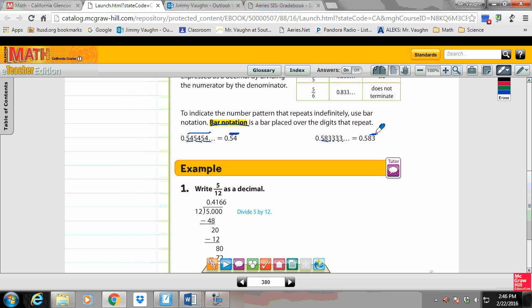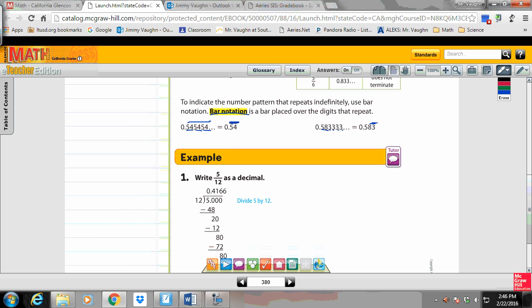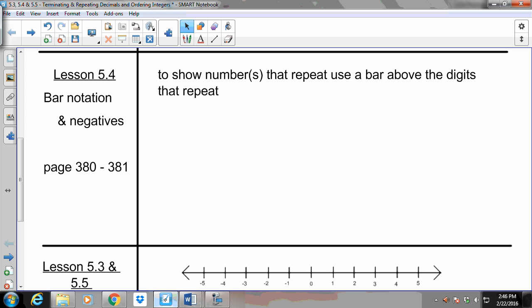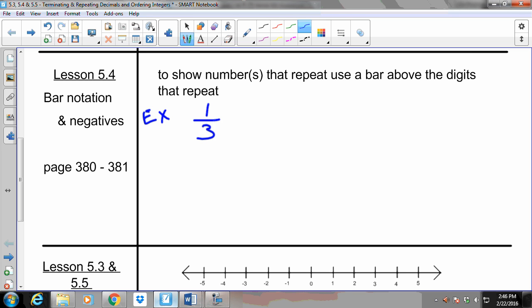So we are going to do some of the examples on page 380. Actually, I'm going to give you one that's not on 380 as part of your notes. So let's go ahead and do that for some bar notations. And you're going to love this part of the chapter because it's a lot of dividing. We'll start off with an easy one. The directions would be something like convert these fractions into decimals.